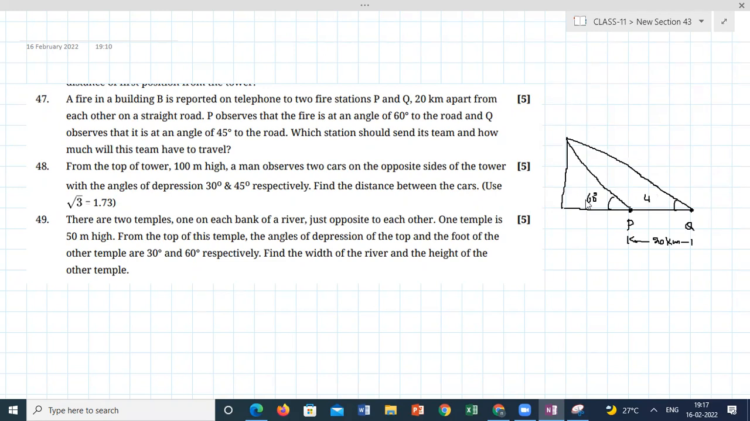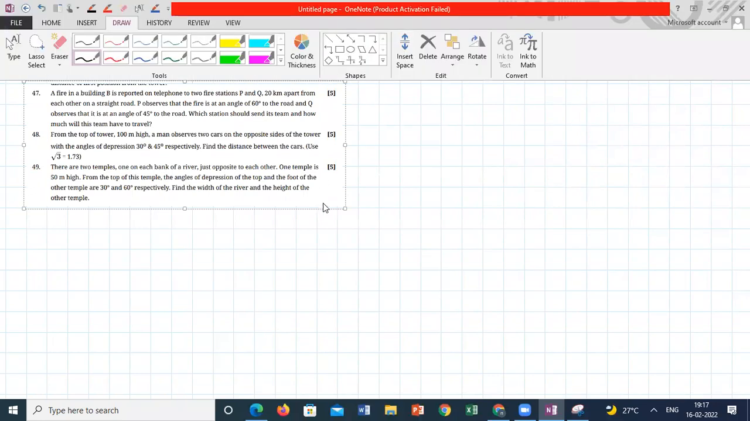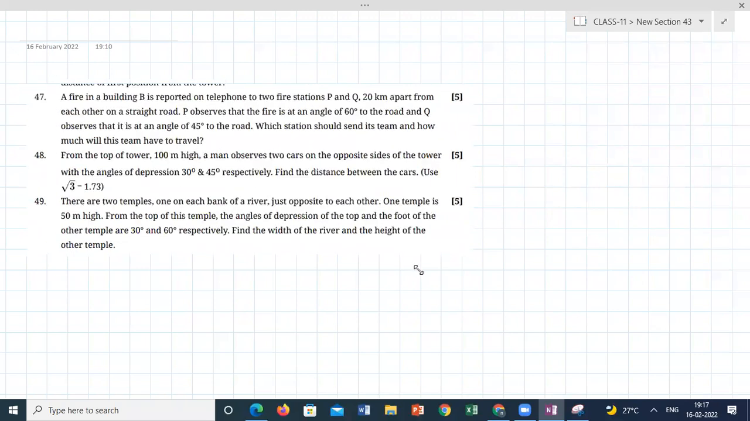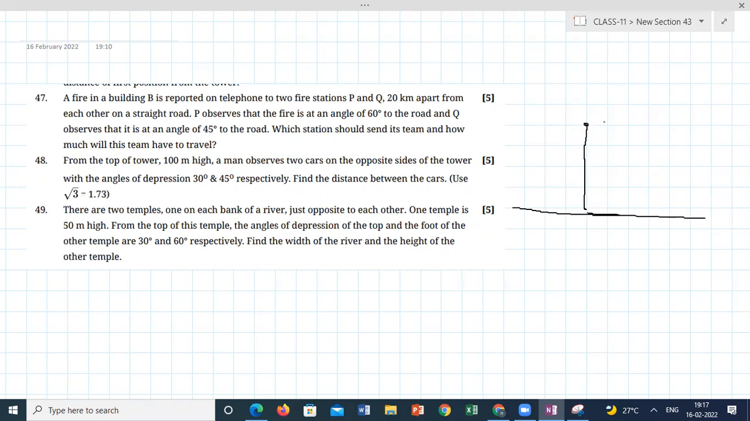It's not like this, then it is on the other side. The diagram is not like this. So the diagram is, that is the right diagram. But the thing I drew is not the right diagram. It's like this. Suppose this is the height of the building and one side is having one fire station P, which is at 60 degrees. One side is having another fire station Q, at 45 degrees. Now it is correct. Correct? So the distance between P and Q is 20 kilometers.